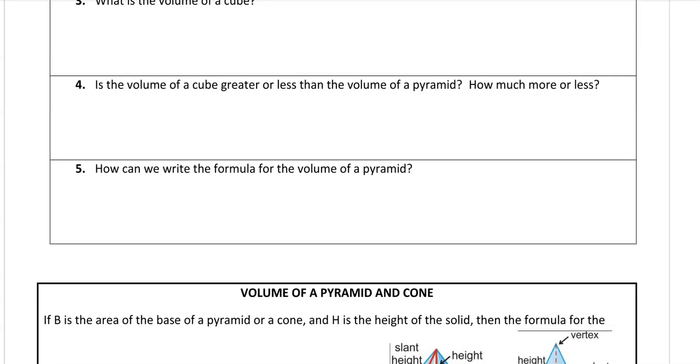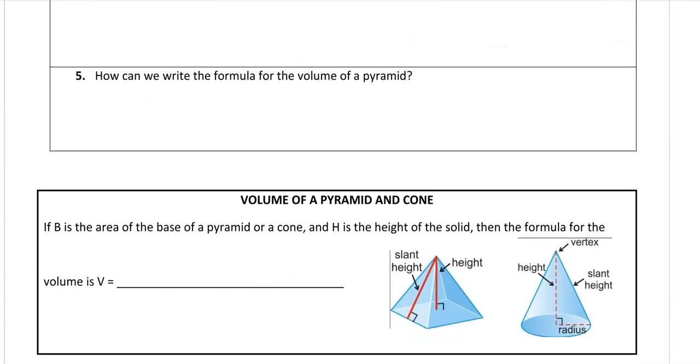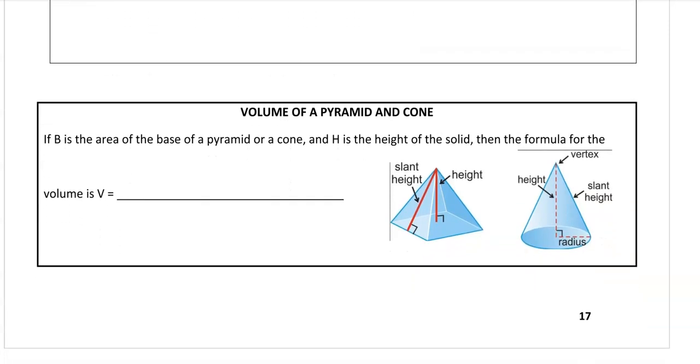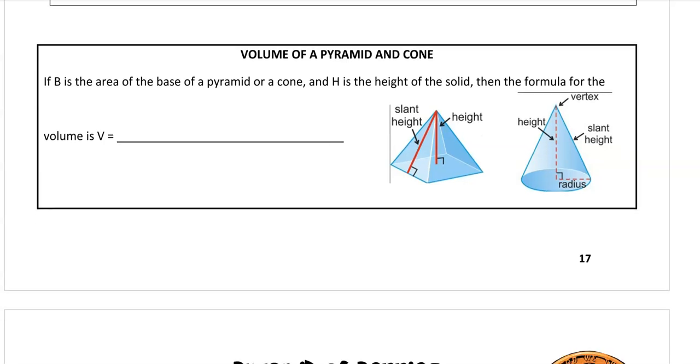Okay, so welcome back. If you didn't answer all 5 questions, make sure you go back and do that so you can earn full credit for this assignment. And hopefully you saw in the video that the volume for a pyramid and cone is very similar to prisms and cylinders, except that it is 1/3 of a prism or a cylinder that has the same base and the same height. So hopefully you saw that the volume is area of the base times the height divided by 3.